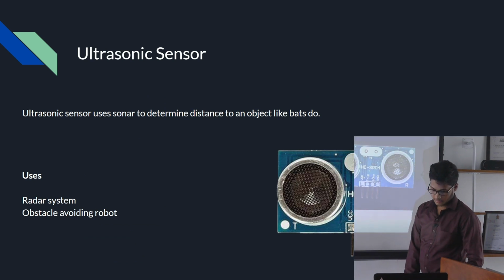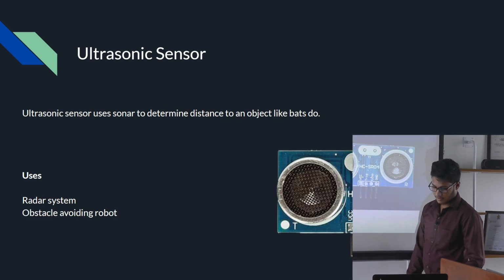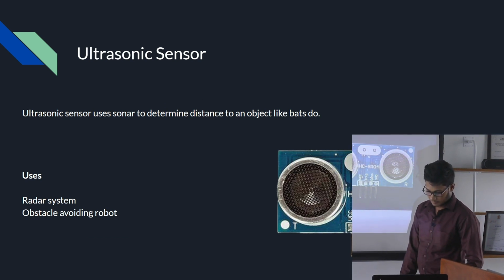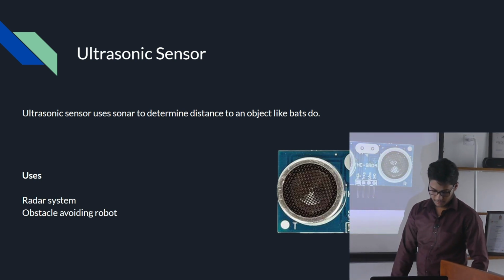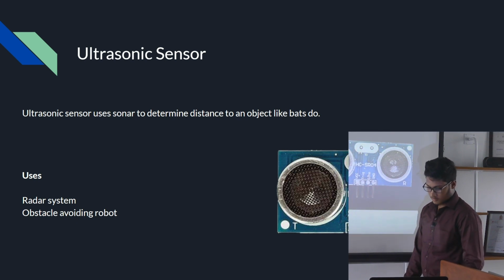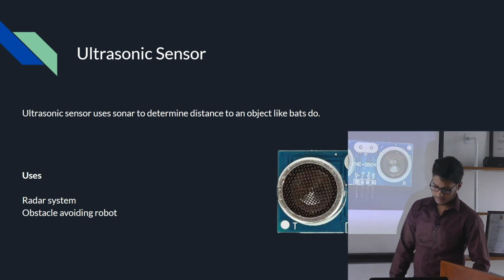This is ultrasonic sensor. This uses sonar to determine distance to an object like bats do. There are 4 pins. First one VCC, trigger pin, echo pin, and ground pin. This needs 5-volt voltage. We can build radar systems, obstacle avoiding robots by using these sensors.